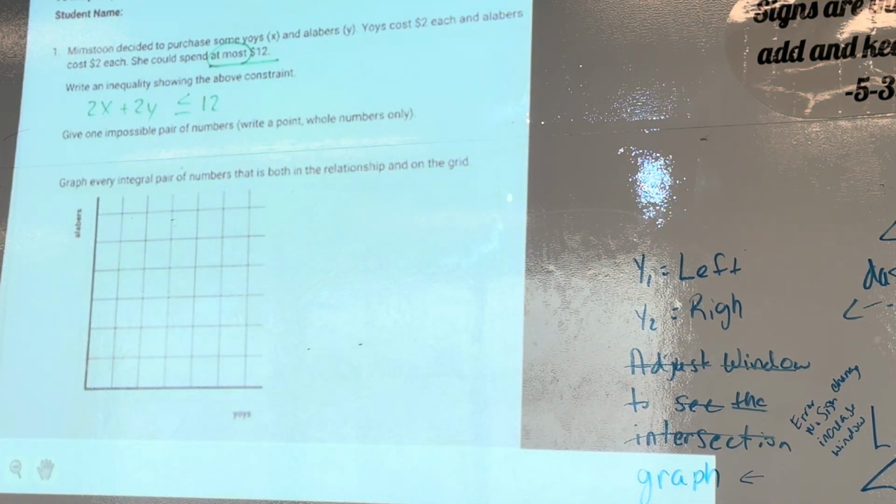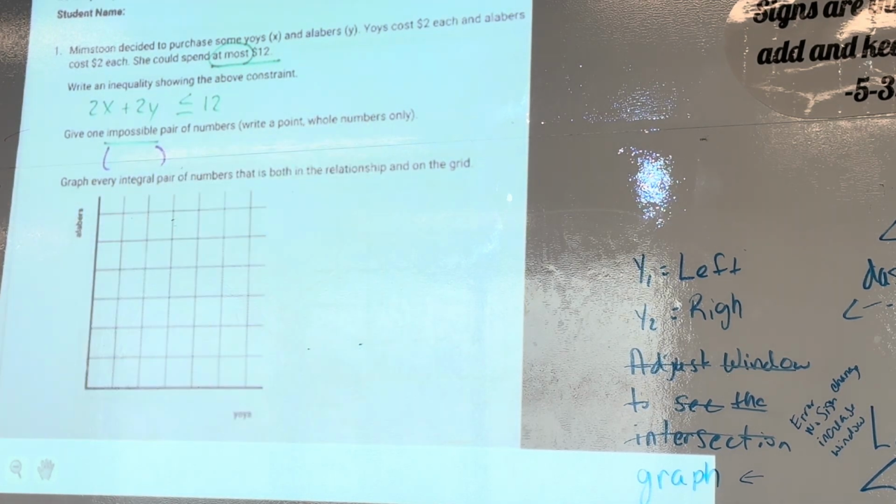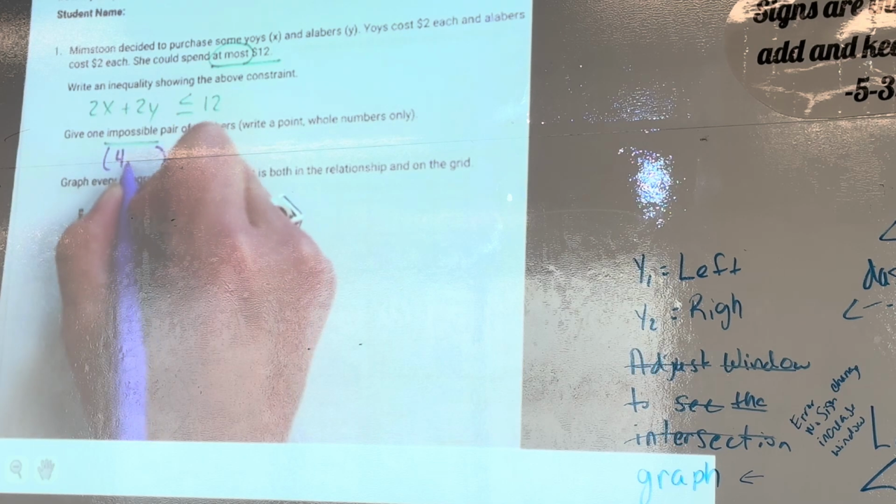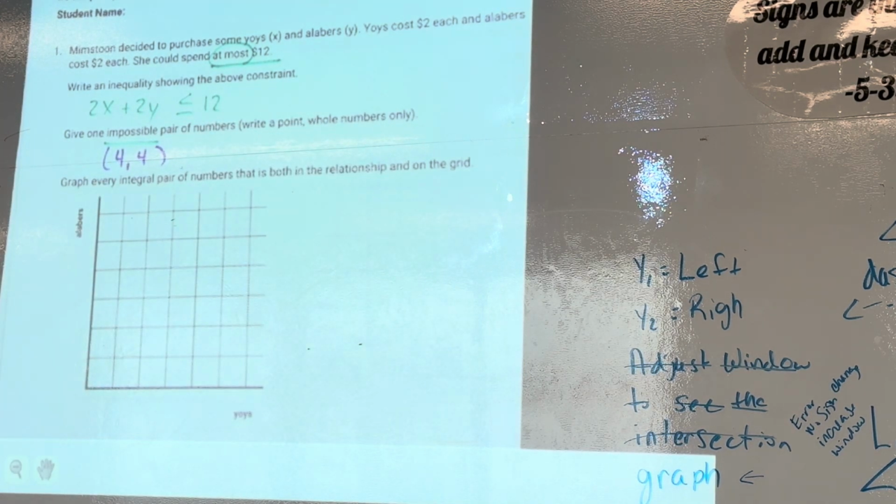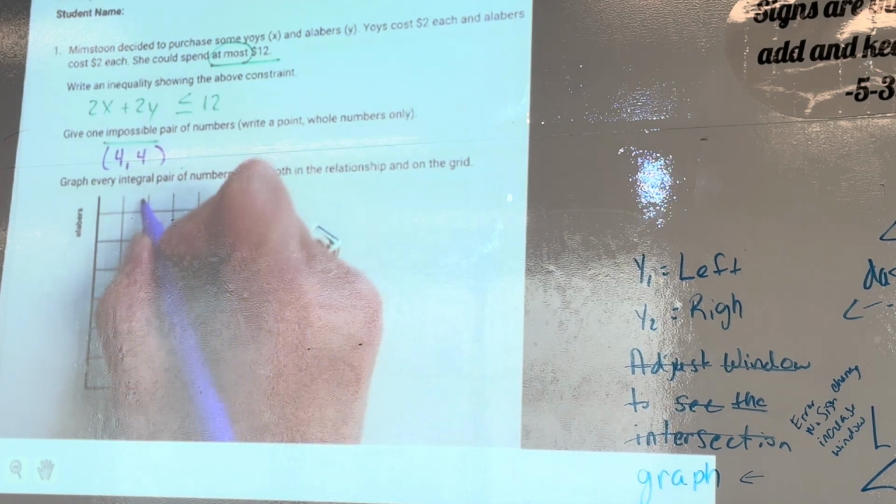Give one impossible pair. What does impossible mean? Do we need true or false? False. And 4 and what? 4. So 2 times 4 is 8, and 2 times 4 is 8. So 8 plus 8 is 16. Is that less than 12? No. So that would be a 1 and 1. That would be an impossible pair because we're looking for a false answer. 1 and 1 would be true. Okay, and so this one is going to be a segment or a ray. Segment. So that's the first thing you need to change.